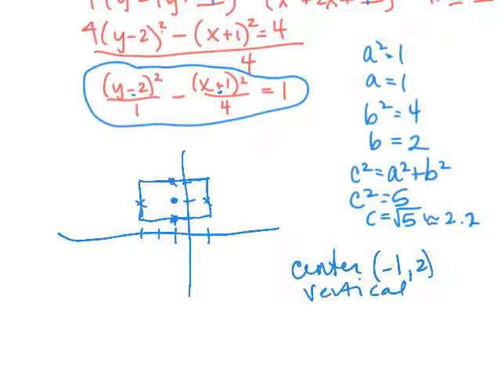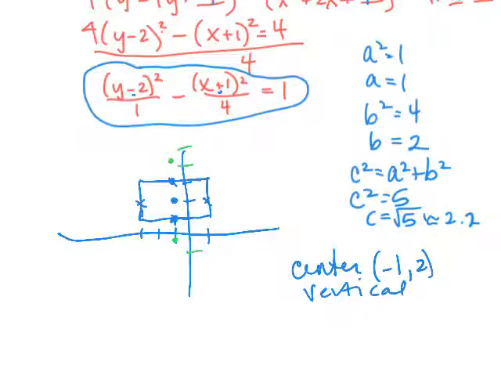I'm also going to plot your focus points. So let me go ahead and do that. That's up 2.2 and down 2.2. So about here is a focus, and about here is a focus. So the curves go up around that.